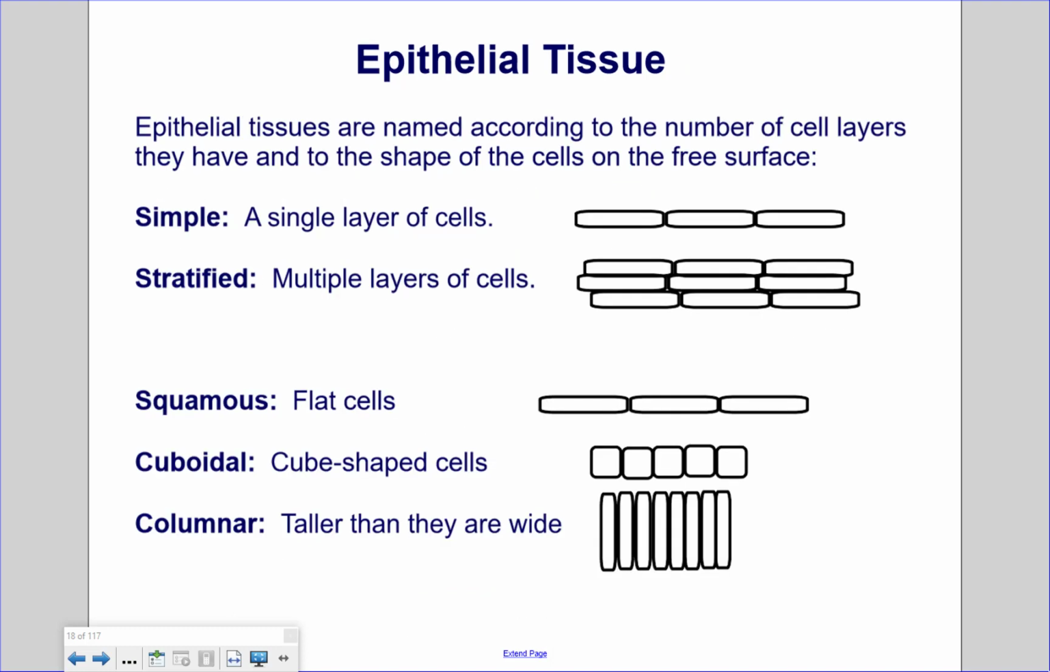Epithelial tissue. Epithelial tissues are named according to the number of cell layers that they have and to the shapes of the cells on the free surface. A simple epithelial tissue is a single layer of cells. Stratified epithelial tissue are multiple layers of cells. Squamous are flat cells, cuboidal are cube-shaped, and columnar are taller than they are wide.